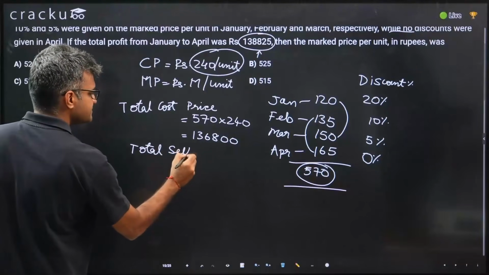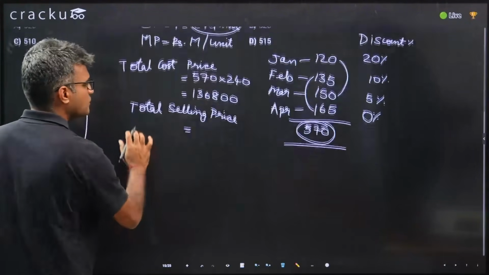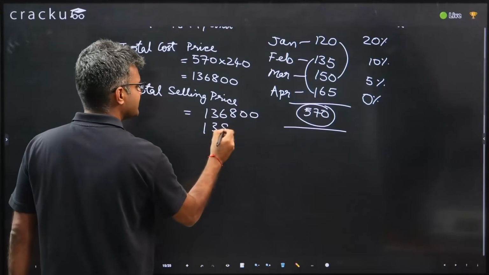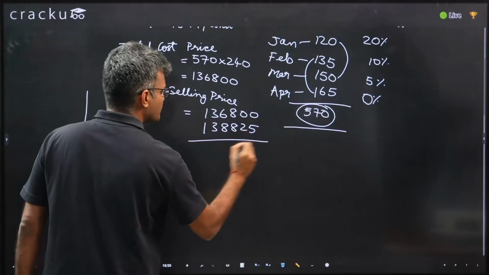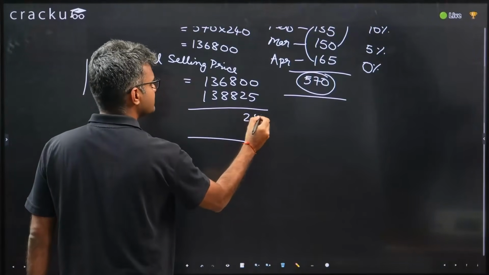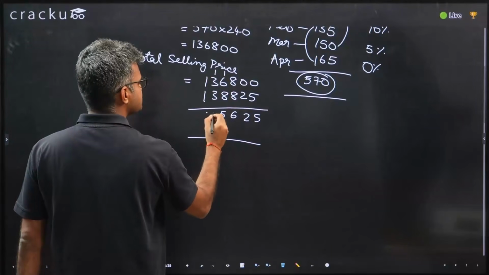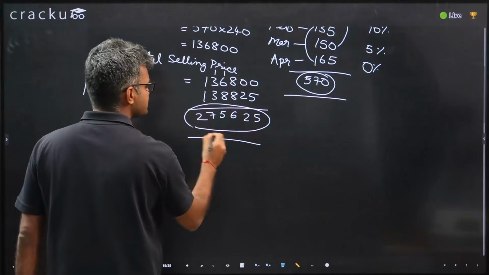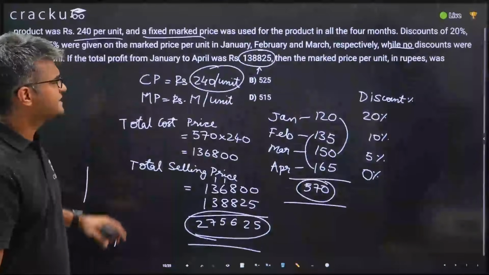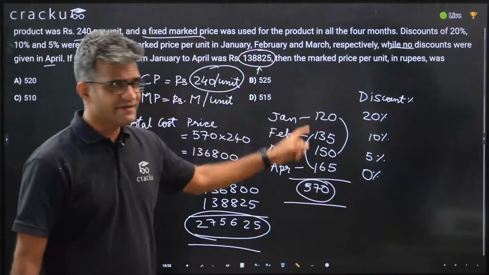The total selling price will be equal to 1,36,800, which is the total cost price, plus 1,38,825, which is the profit. If you add both of them, you are going to get the selling price, which is 2,75,625. In terms of mark price, we can calculate it because the discount percentage in every month is given.